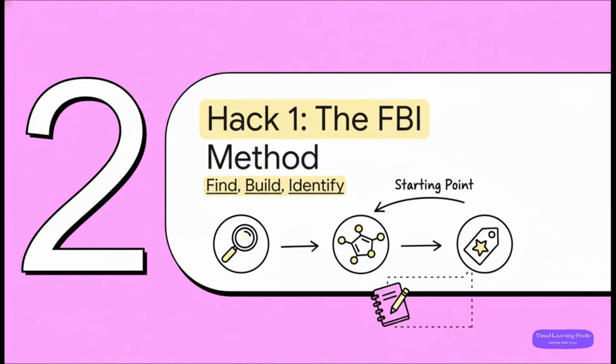Okay, so let's get into it. Hack number 1. This is the foundation for everything. You have to do this first every single time. I call it the FBI method. It stands for find, build, and identify. This isn't just a tip, it's your new starting point for every single compound.